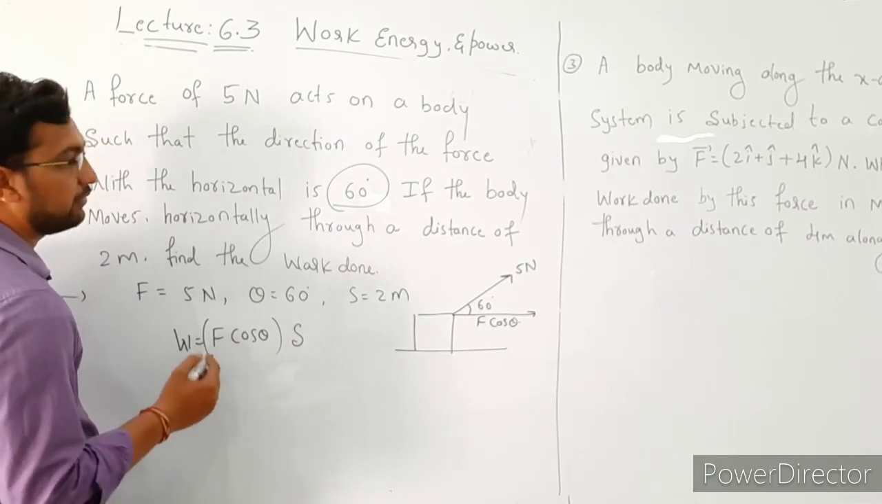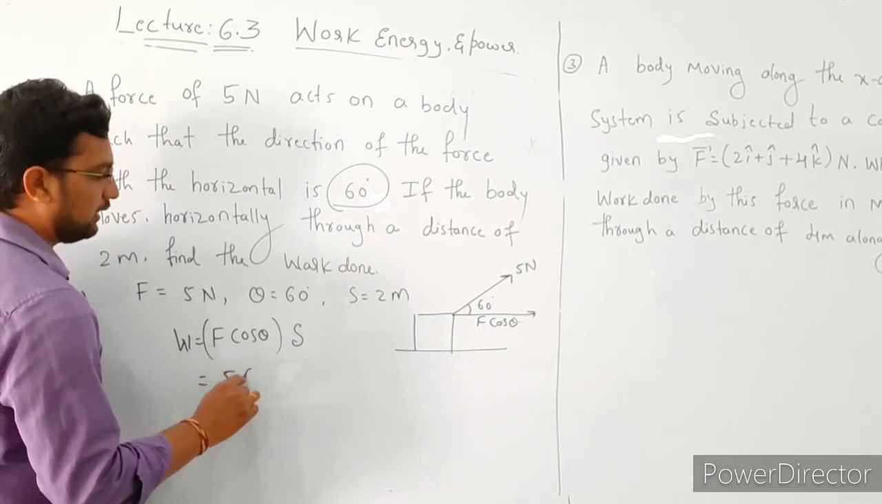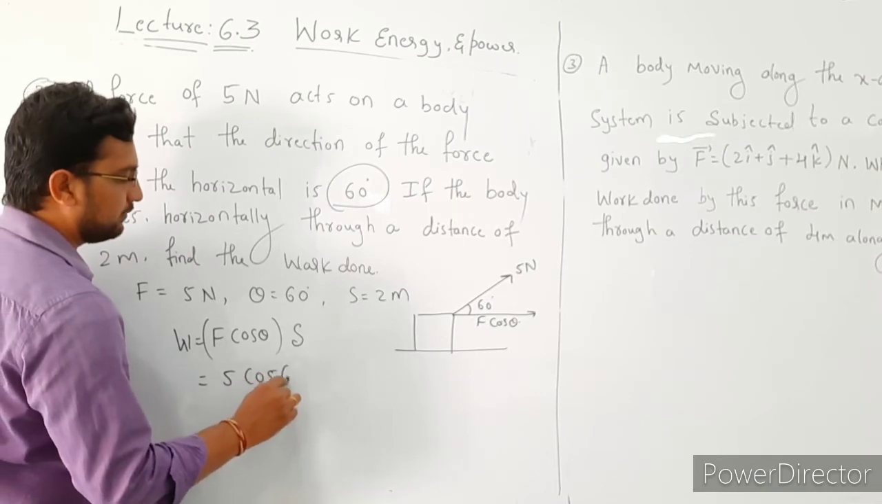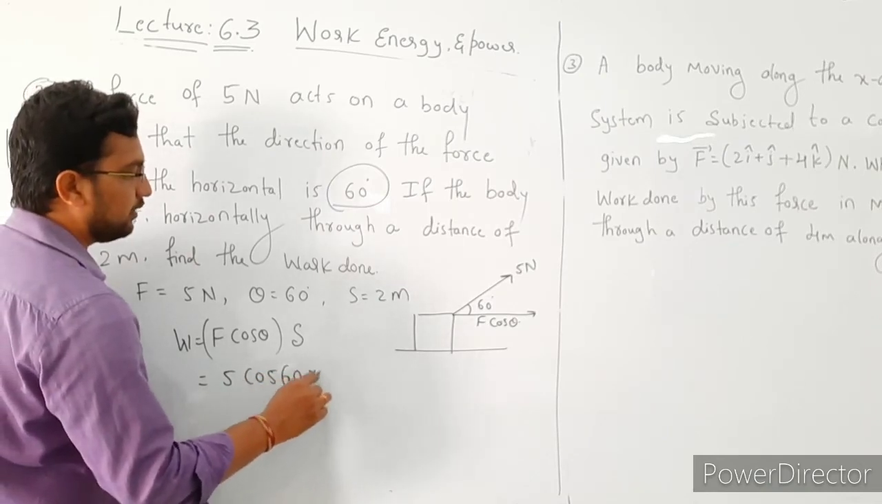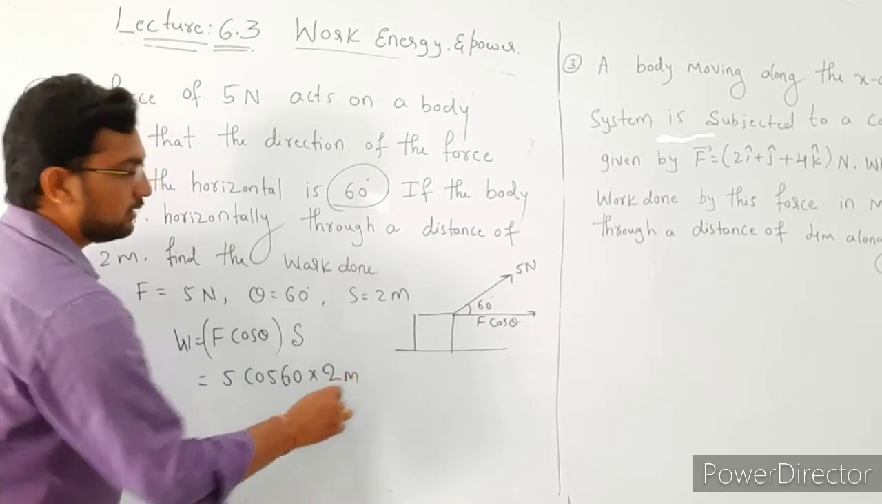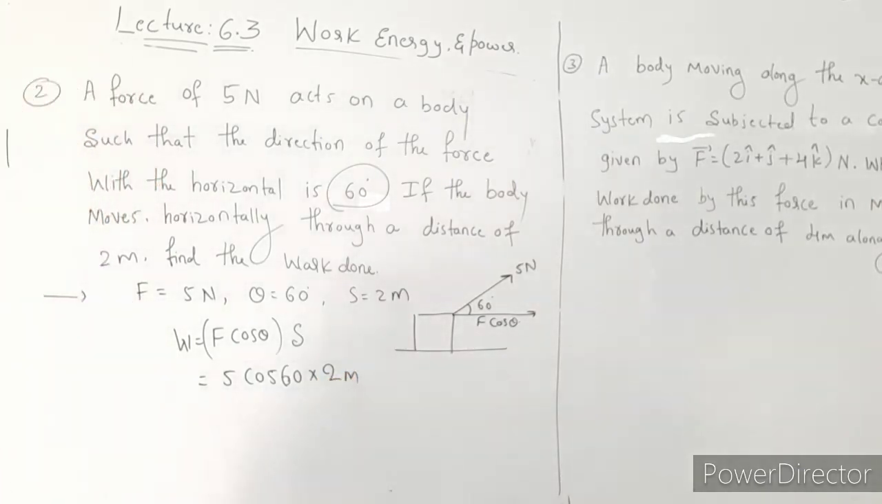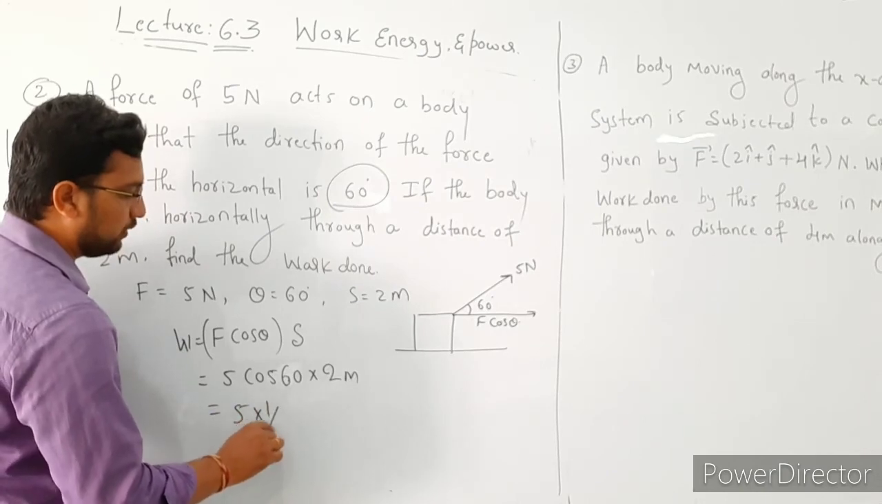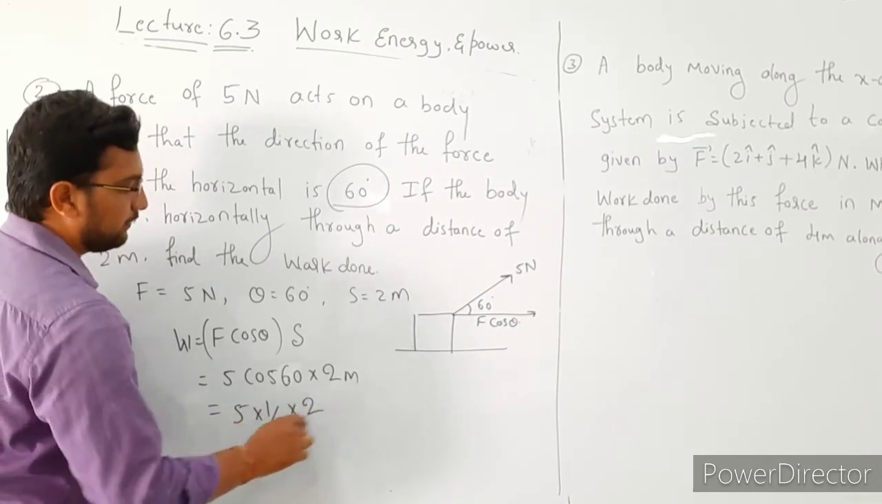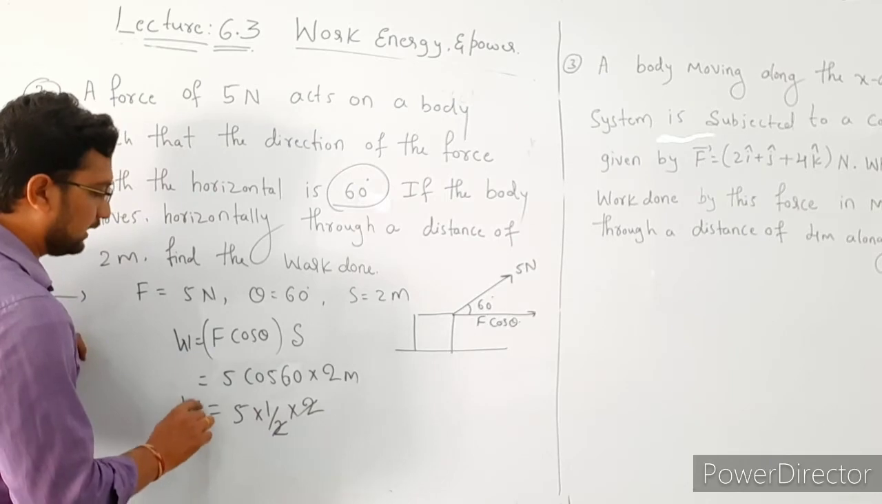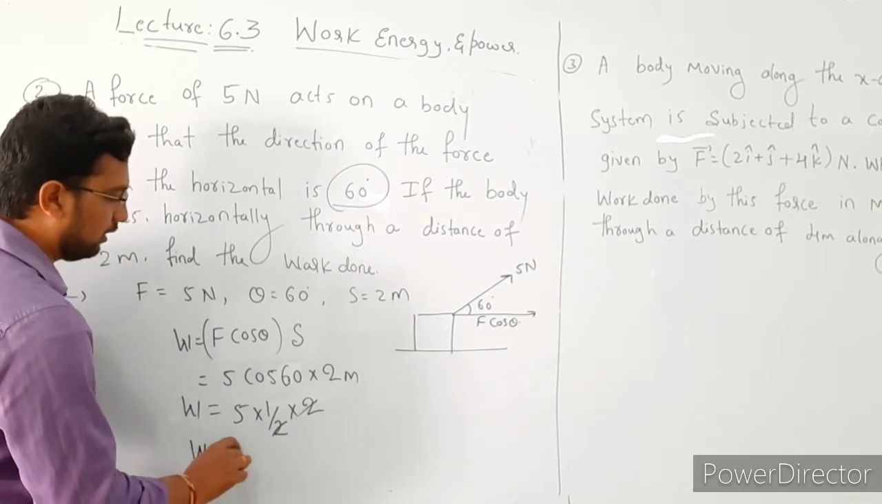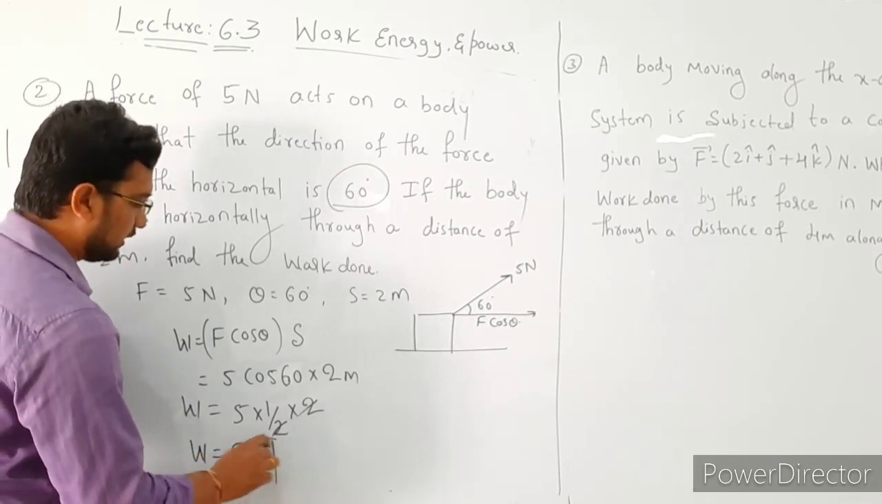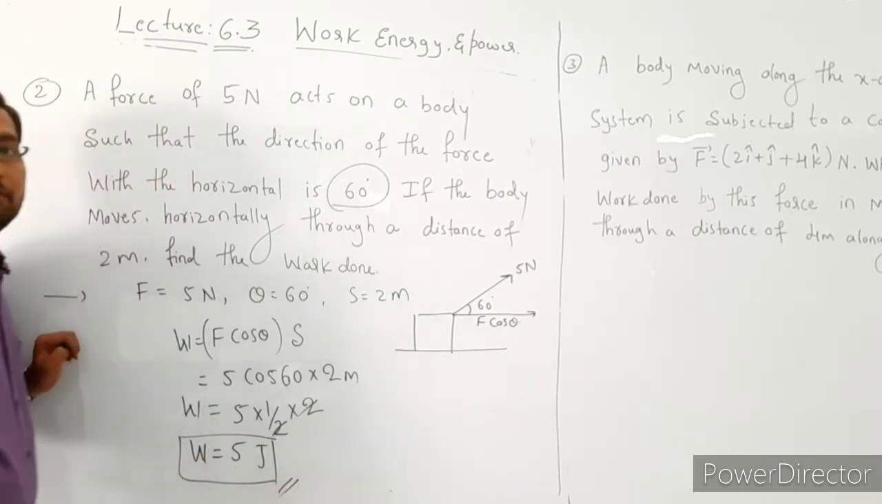Here the F value is 5 Newton, next cos of 60, into displacement of 2 meter. What is the value of cos 60? The cos 60 value is 1 by 2. So work done is equal to 5 into 1 by 2 into 2 meter. Here 2 gets cancelled. Then work done is equal to 5 joule.